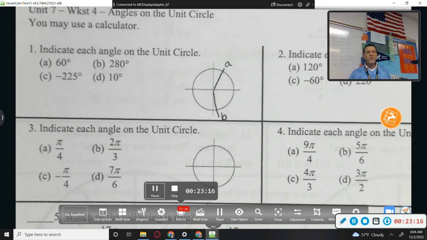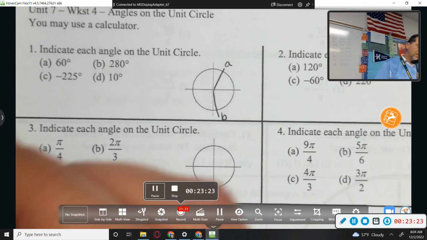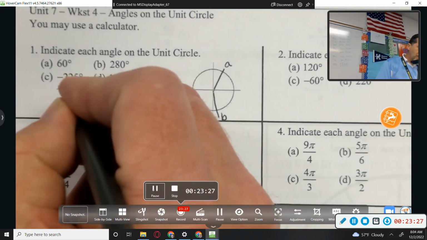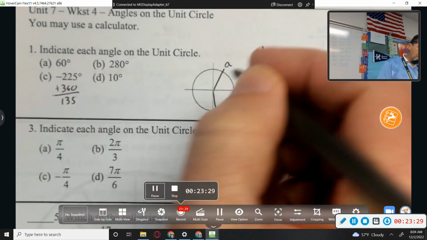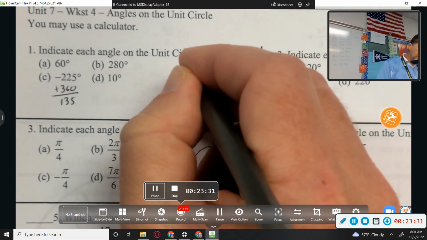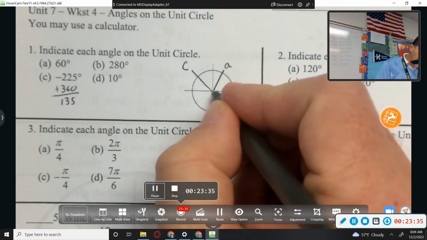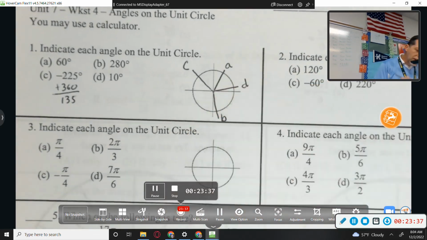Or, do you know what quadrant negative 225 would land you in? 2. The second quadrant. Good, so we're getting a little better. If you need to add 360, you get 135. This is right in the middle of the second quadrant. And then 10 degrees is an easy one, just barely anywhere. So that's what 1, 2, 3, and 4 are asking you to do: label the angle on the picture.